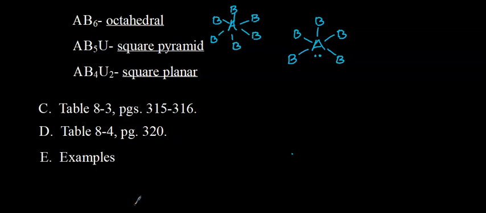This is called square pyramid. All right, one more derivative. AB4U2. Go ahead and draw that one. Pause, please. For this one, the lone pairs of electrons occupy the 2 axial positions. We have bonds along the equator. 4 bonds, 2 lone pairs. This is called square planar.